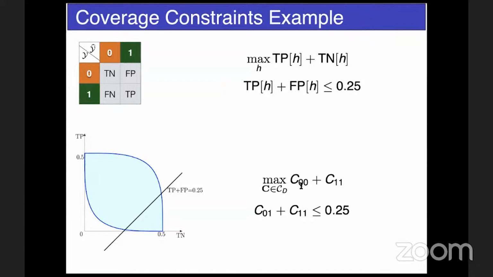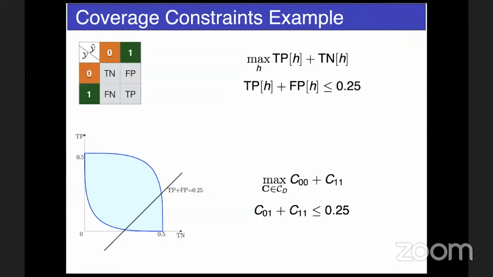You want to say maximize over your set of feasible confusion matrices, C00 plus C11, subject to this constraint of C01 plus C11 is less than or equal to 0.25, which essentially corresponds to maximizing your accuracy over the lower part of the shaded region. And what's the use of this? The moment you have converted these real world constraints into mathematical form, and you have framed it as an optimization problem, once again, you have all the tools from the optimization literature at your disposal, and you can solve these problems.